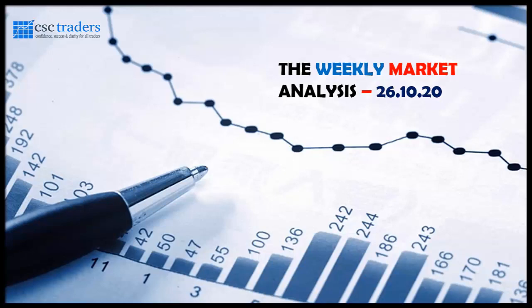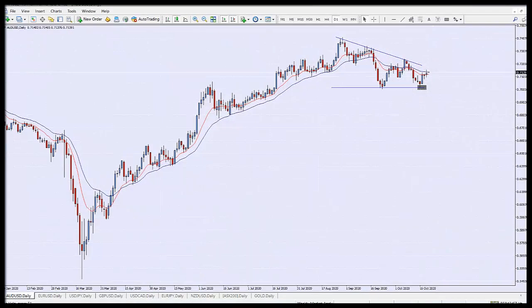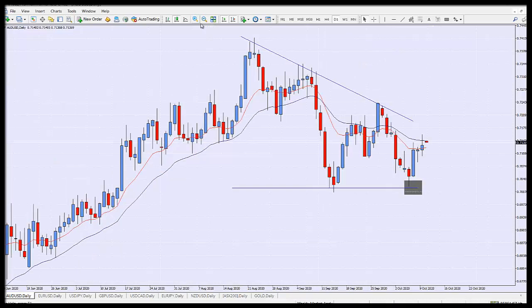All right, we'll just get straight into it this morning, and we'll kick off with our Aussie US dollar. Let's have a look at what this chart is showing us. From the previous markings that I've left here, let me just zoom in a little bit. I can see that I was looking for a bounce in this region.